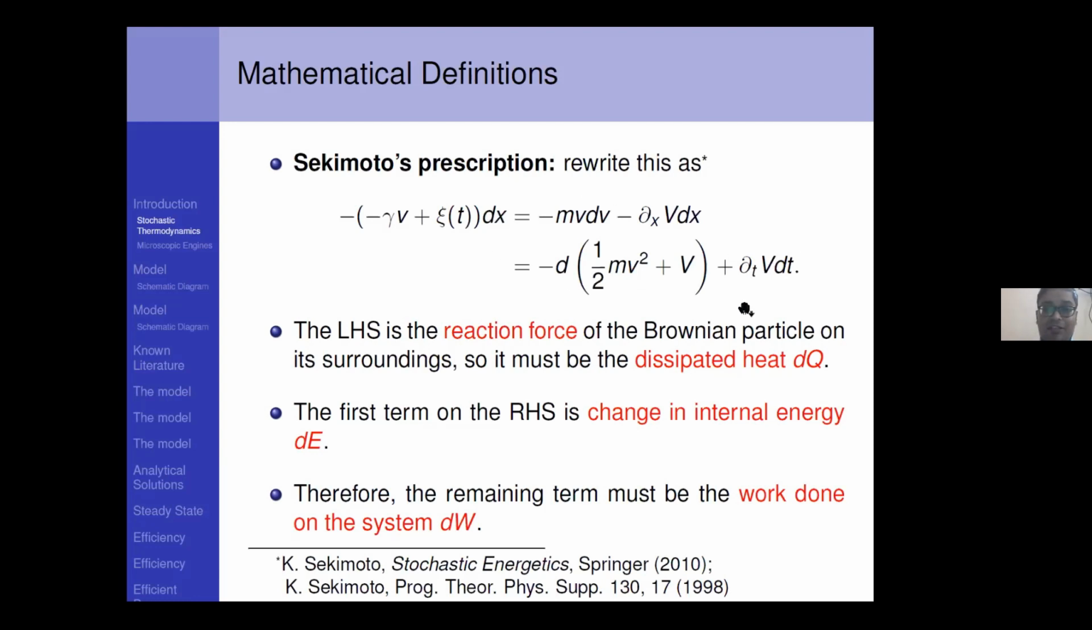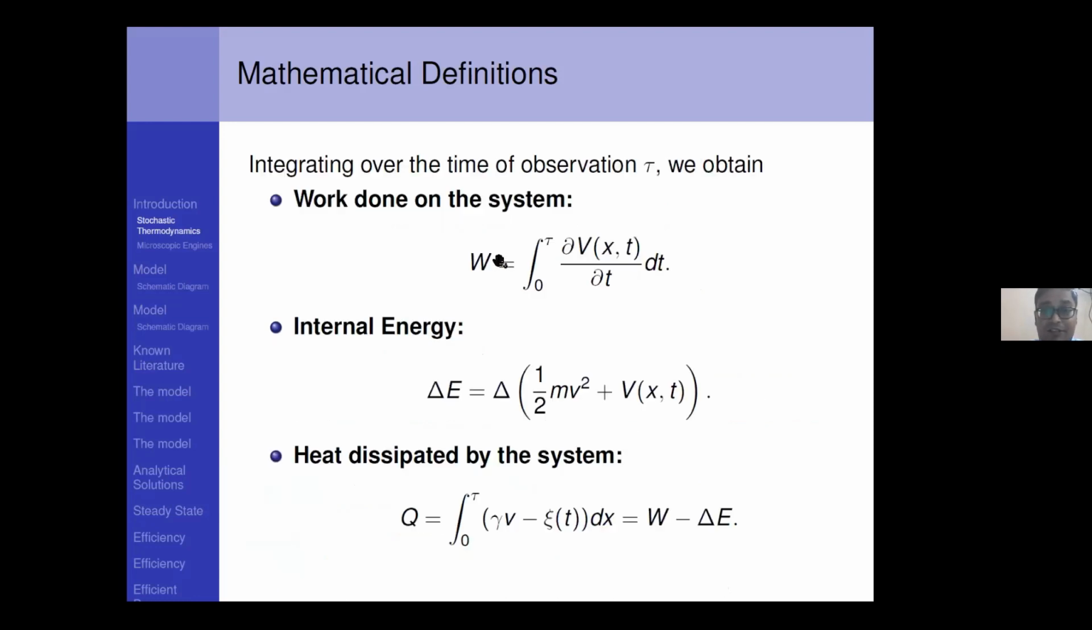Now, if we want the thermodynamic quantities over a period of observation tau, what do we do? We integrate over time, of course. So if we integrate, then these are the expressions for work, change in energy, and heat dissipated. These are the definitions that we will use in analyzing or studying the thermodynamics of our engine.